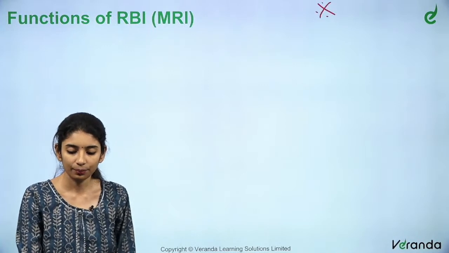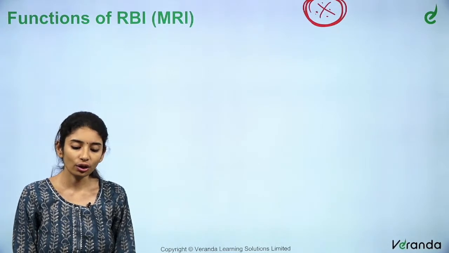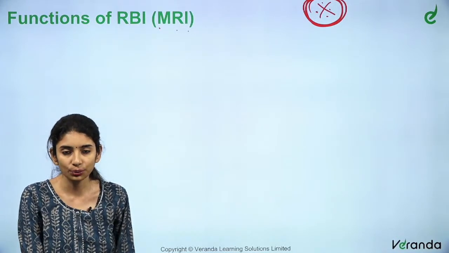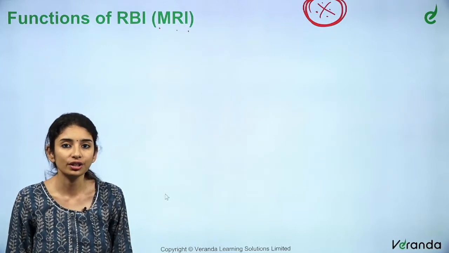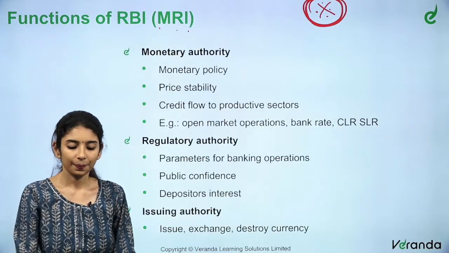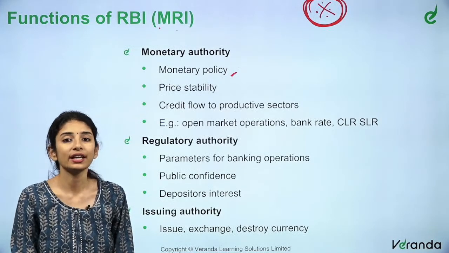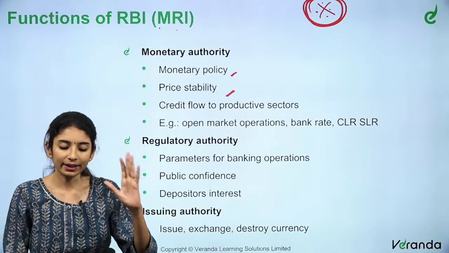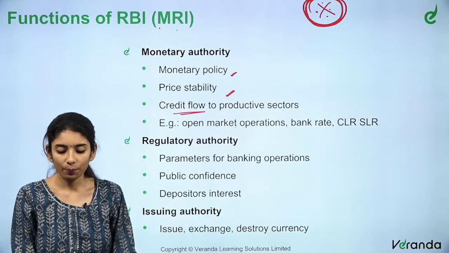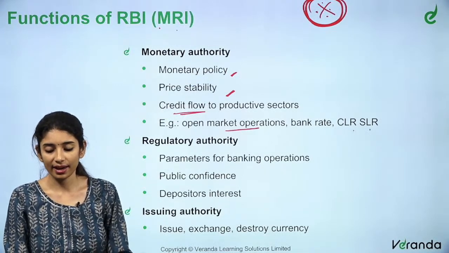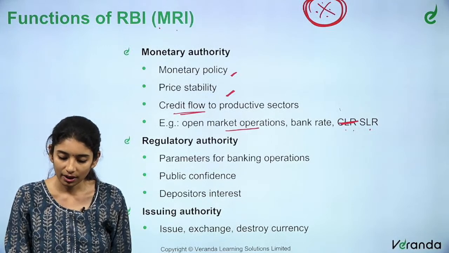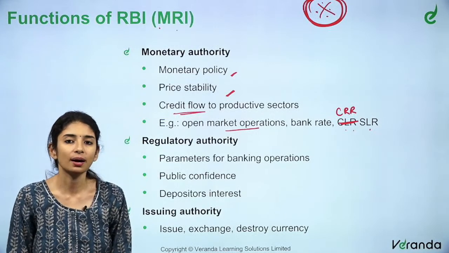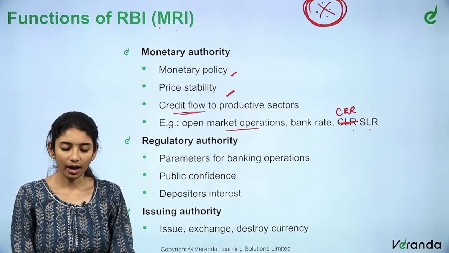Functions of RBI. This is an important question. Functions of RBI: monetary authority, regulatory authority and issuing authority. Monetary authority means it takes care of the monetary policy of the economy. It is in charge of maintaining the credit flow in the economy. Open market operations, CRR, cash reserve ratio, SLR, statutory liquidity ratio, all these come under the monetary authority functions of the RBI.